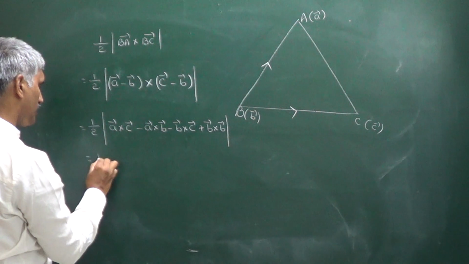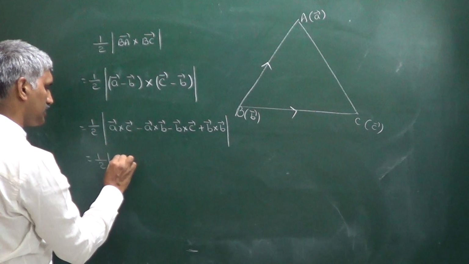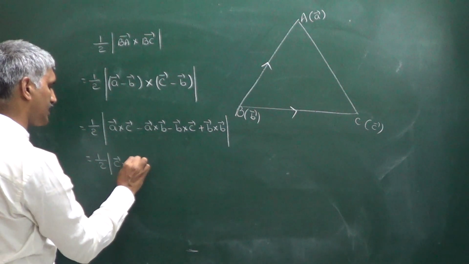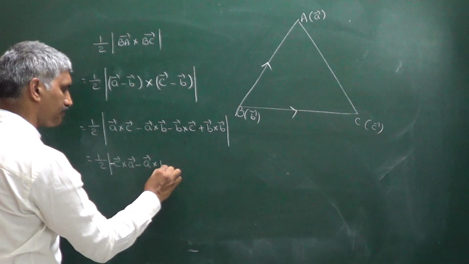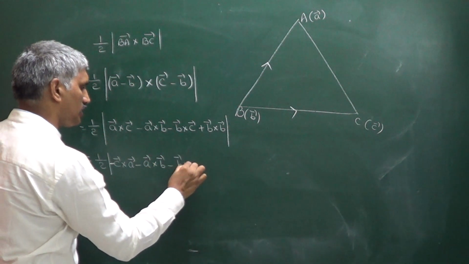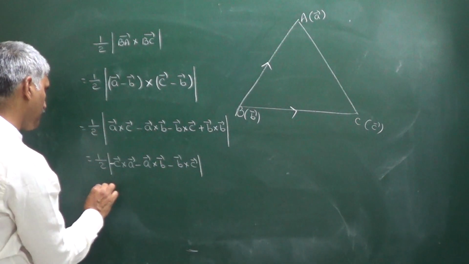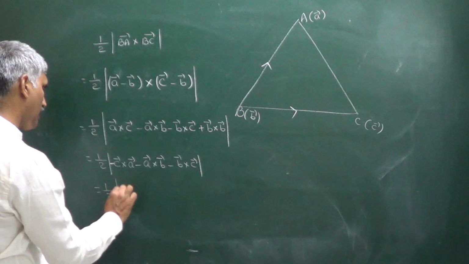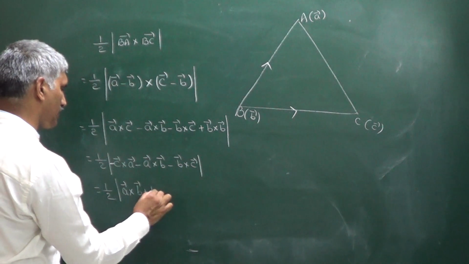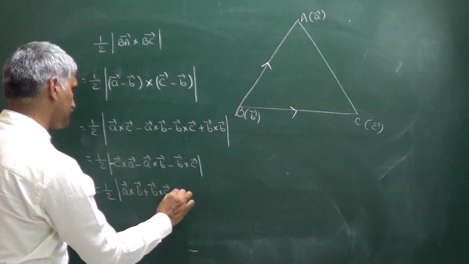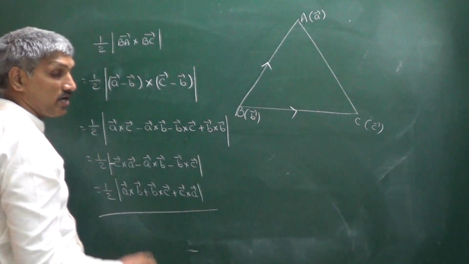Now I can write this as 1 by 2 into A bar cross C bar. I am writing it as C bar cross A bar with a minus sign, minus A bar cross B bar, minus B bar cross C bar. Now we can take minus common, it is in magnitude, it makes no difference. That's why 1 by 2 into magnitude of A bar cross B bar plus B bar cross C bar plus C bar cross A bar. That is the area of a triangle.